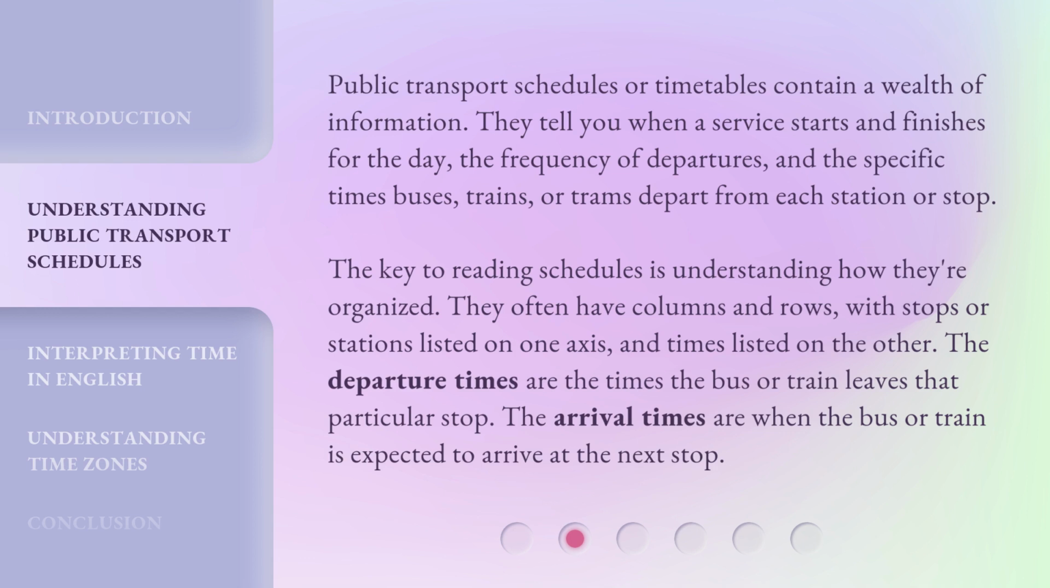They often have columns and rows, with stops or stations listed on one axis, and times listed on the other. The departure times are the times the bus or train leaves that particular stop. The arrival times are when the bus or train is expected to arrive at the next stop.